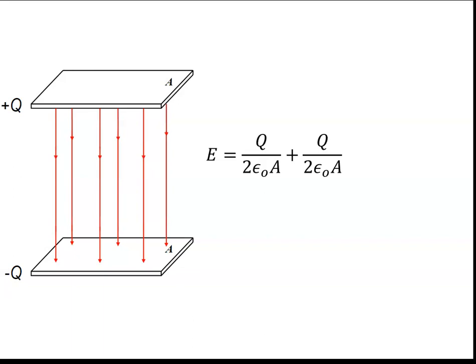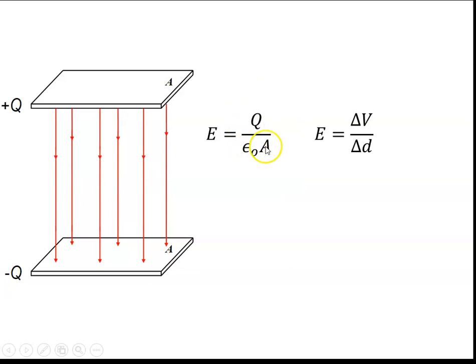Hopefully you've already done it, you figured it out. It's just Q over epsilon naught A, right? Half plus half equals whole. Just in case the algebra was bothering you. So there we got it. We got the field strength between oppositely charged parallel plates as being equal to Q over epsilon naught A.